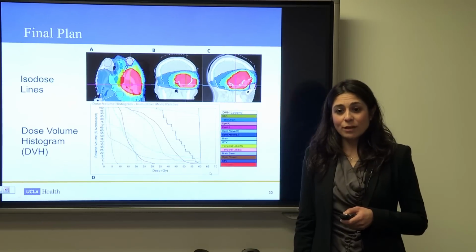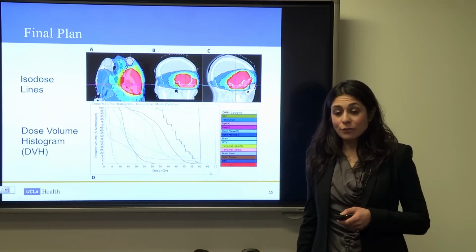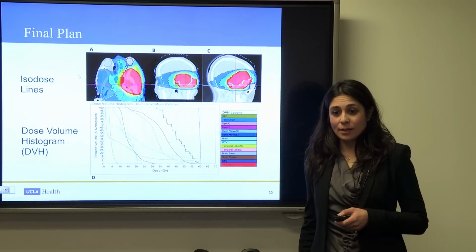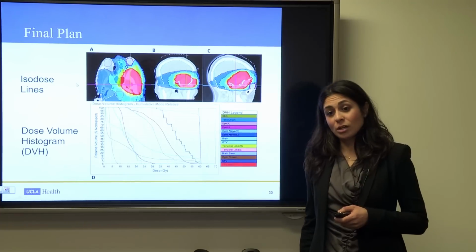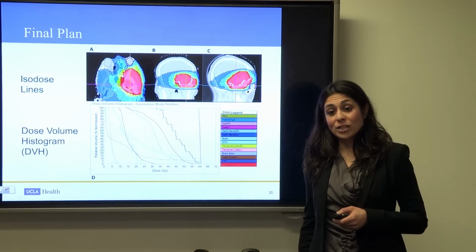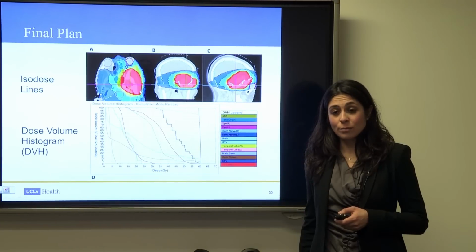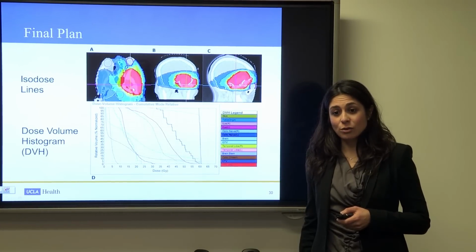So here's looking at a final plan on a patient. The top part looks at the distribution in various different images of the actual dose of the radiation. So the red is where your actual main target is, the planning target volume, and that's where you deliver the highest dose. The yellow, green, and blue are lower doses that just scatter or fall off.